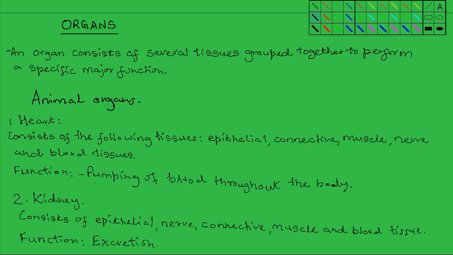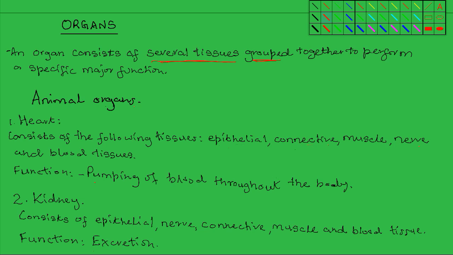Now, having looked at the tissues, let us now turn our attention to organs. The word organ, biologically, is a group of tissues that perform a specific major function. An organ, therefore, consists of several tissues that are grouped together, and they're found in one particular location in the body that performs a specific major function.